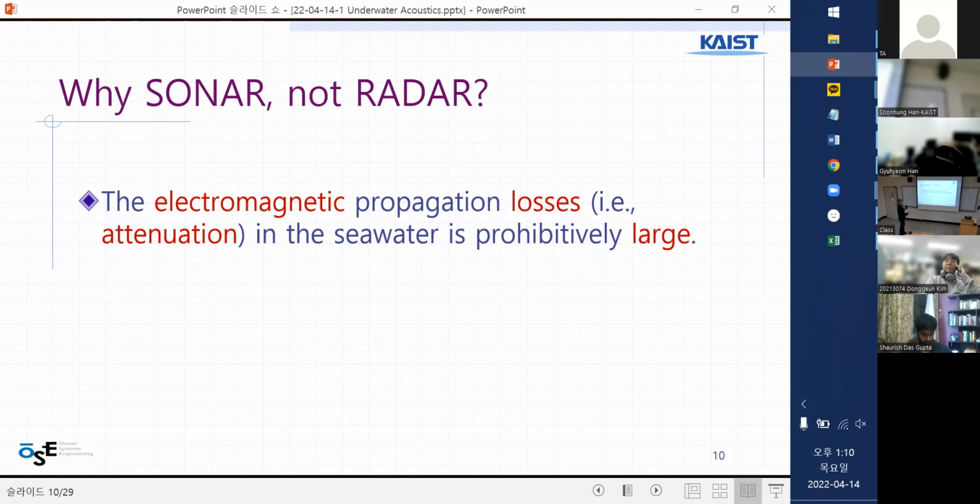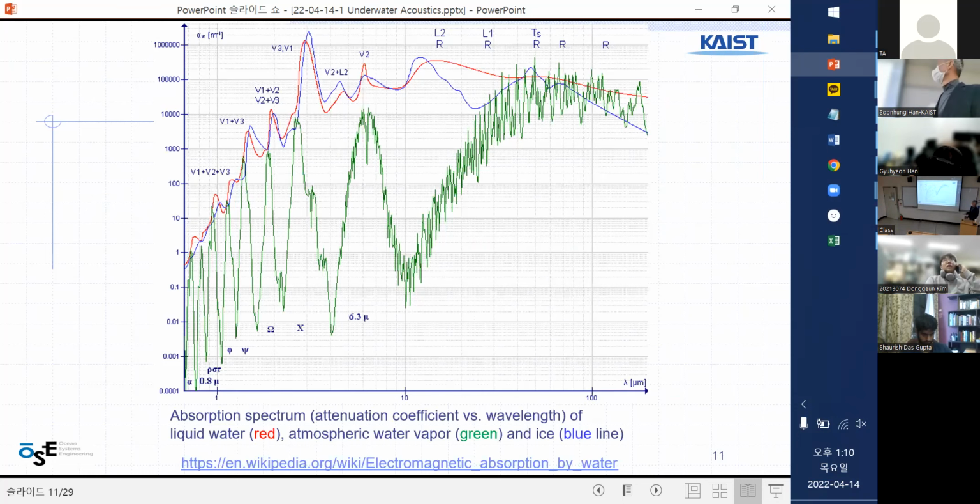So this is losses and attenuation. We cannot use it, it costs too much. There is a technical picture on liquid water, the red line, and the blue line is ice. They have a very similar pattern.